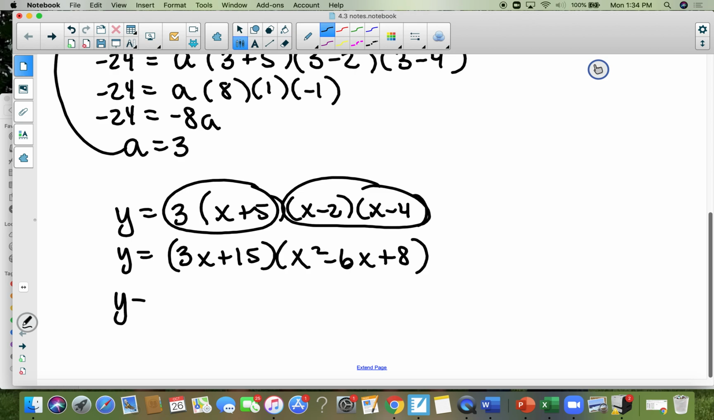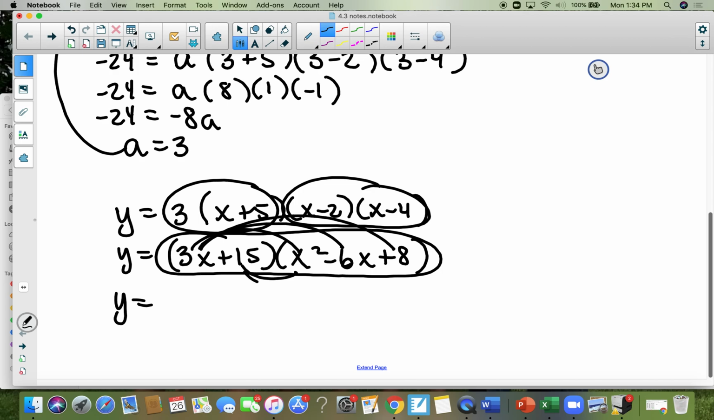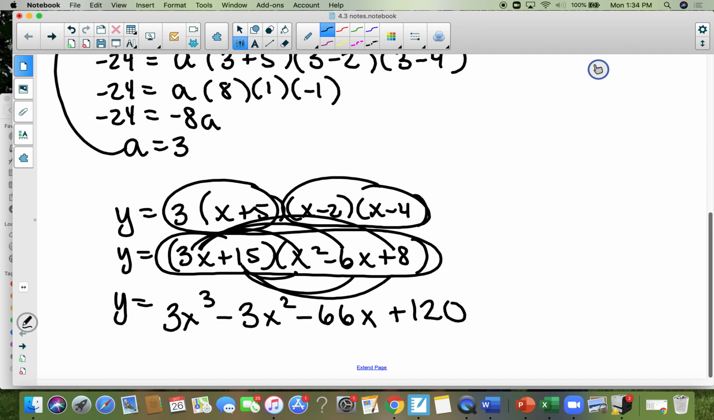And now, I'm going to multiply all of these together by taking the 3x and multiplying it by everything in the second one and 15 by all of them in the second one. And it's going to end up 3x to the third minus 3x to the second minus 66x plus 120. So the time-consuming part is multiplying all those terms together and then simplifying it.